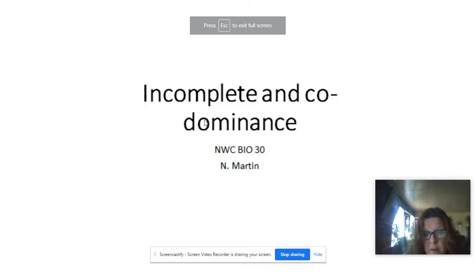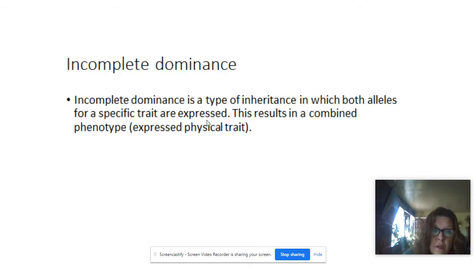Hi, I'm going to talk about incomplete and codominance. I'll start with incomplete dominance, give you a few examples, and we'll try a few problems. And then we'll talk about codominance and do a few examples of that, including blood type. So these two types of inheritance are somewhat similar, and people do tend to get them mixed up. So let's make sure you understand the difference between the two.